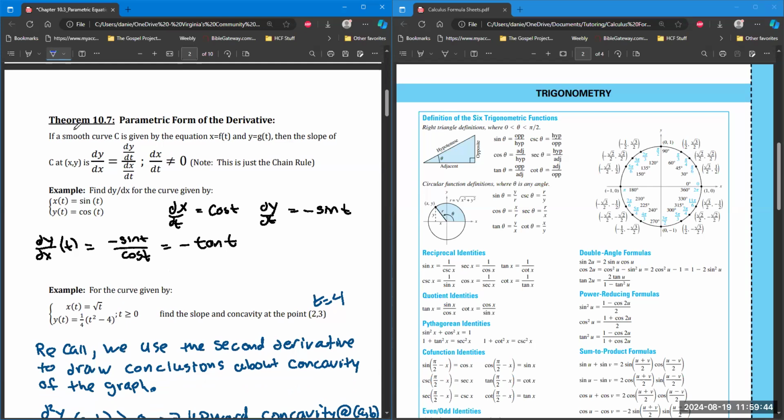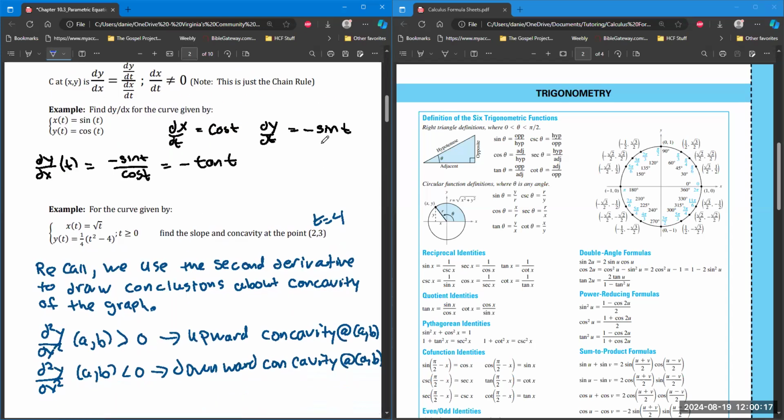If a smooth curve C is given by the equations x equals f of t and y equals g of t, then the slope of curve C at (x, y) is dy/dx equals dy/dt divided by dx/dt, such that dx/dt is not equal to 0. This is just the chain rule, is all that is. So we're having to use the chain rule to evaluate derivatives for equations that are given in parametric form.